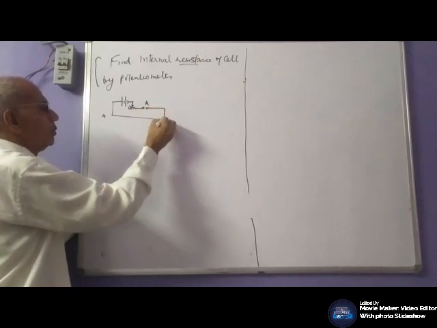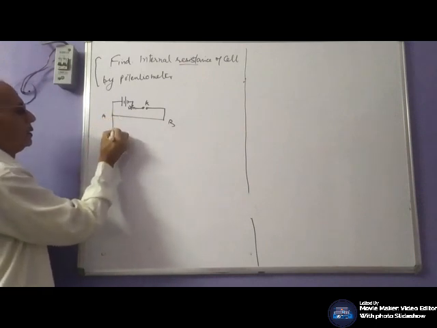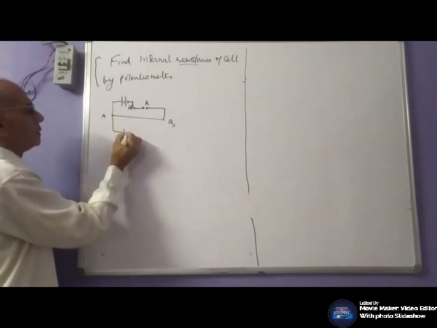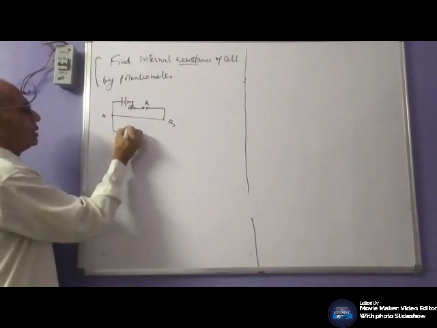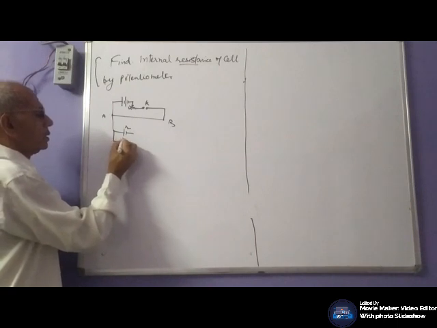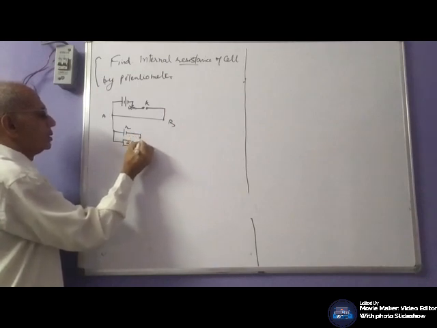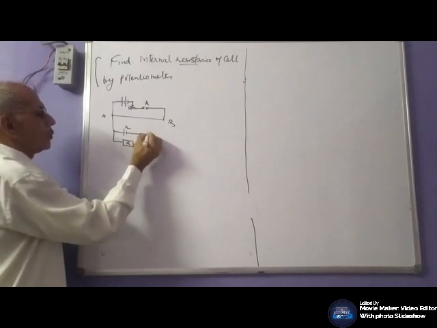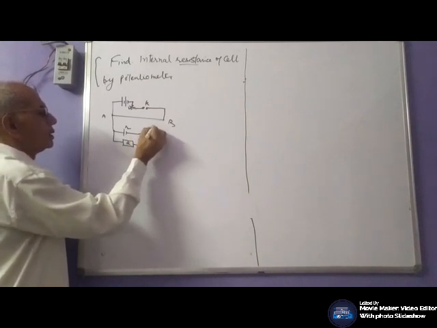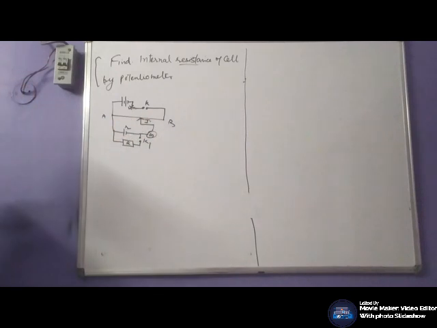ammeter, put it or not, no problem. This is cell whose internal resistance we want to find. This is known resistance from resistance box. This is key K1, galvanometer. This is circuit.